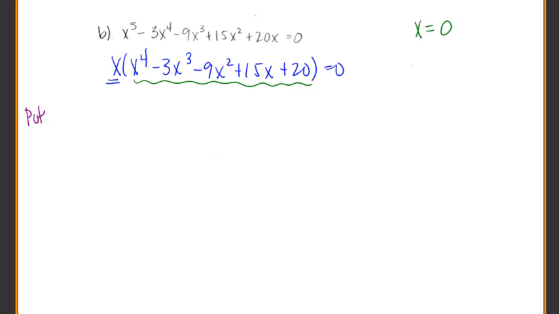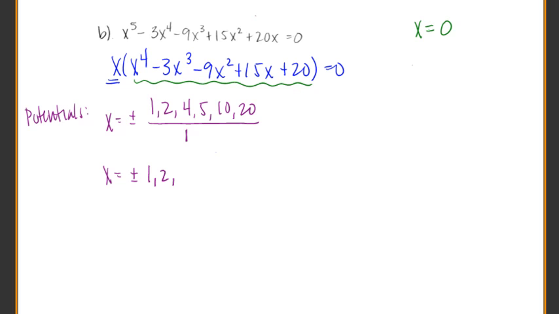So let's list off our potentials. First of all, x is going to equal plus or minus the factors of 20. It's always the factors of that back number, so I'm going to be careful here. But 1, 2, 4, 5, 10, and 20. The factors of the front, though, are just 1. So x is going to be plus or minus 1, 2, 4, 5, 10, and 20. Those are all of our potentials that we're going to try when I come over here for synthetic division.